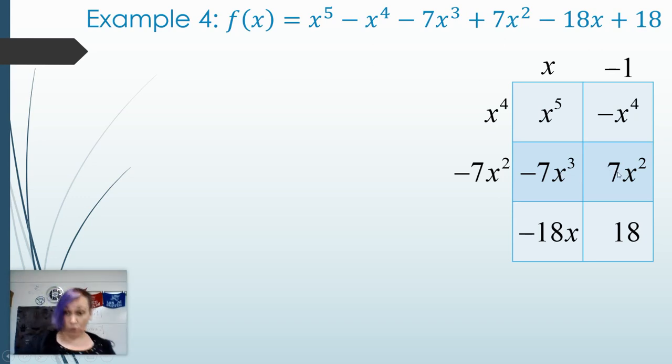And we do have one more row on this one down here. So x times -18 makes -18x, and we check -18 times -1 is positive 18. Guys, we can use the box. It's so exciting.